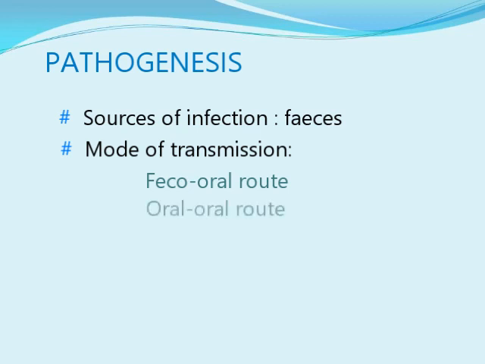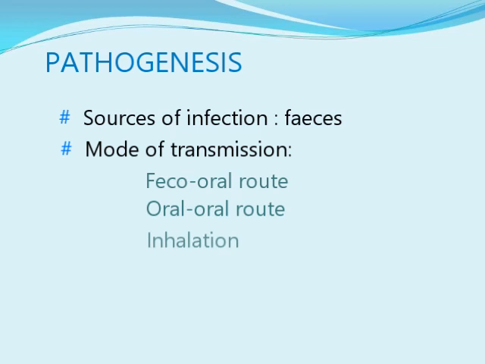Next is oral to oral route. The virus can be transmitted from the oral cavity of the infected patient to the oral cavity of the healthy individual. The viral transmission from the oral cavity of the patient can occur because the poliovirus is initially present in the pharynx of the infected patient.